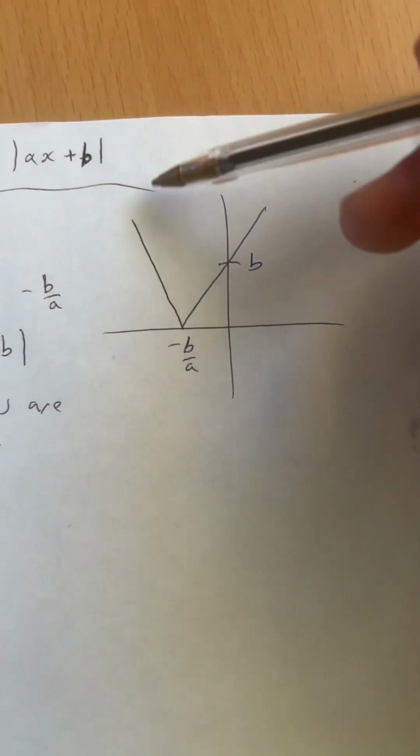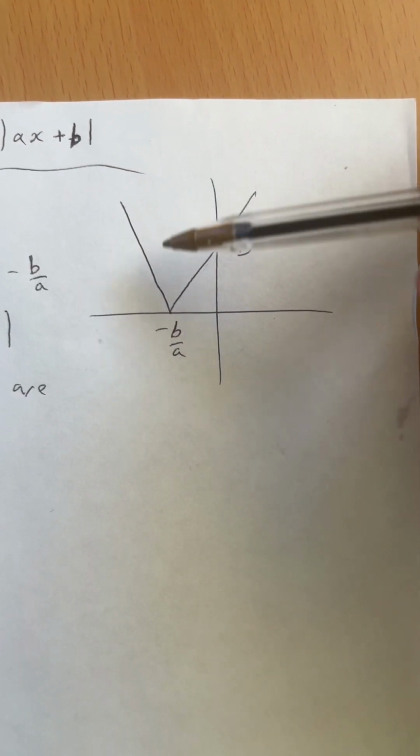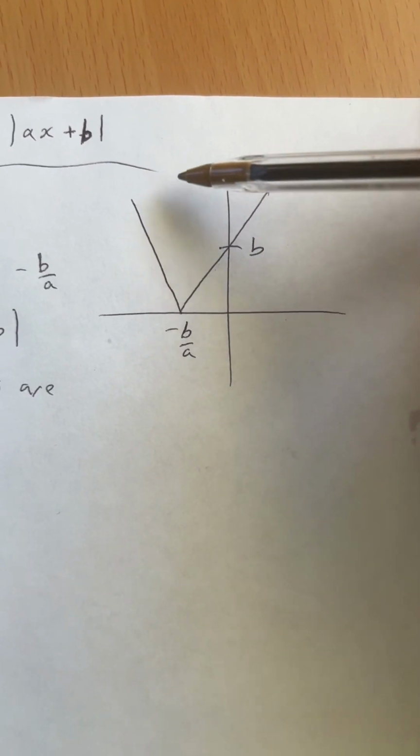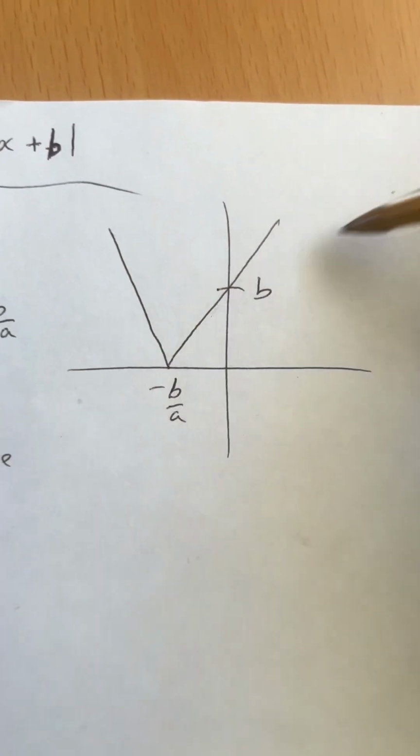So for example, with this V shape here, the gradient there could be a, the gradient there minus a. So they have the same magnitude. So these V shapes will be symmetrical. Obviously my diagram there is not perfectly symmetrical, but they should be symmetrical.